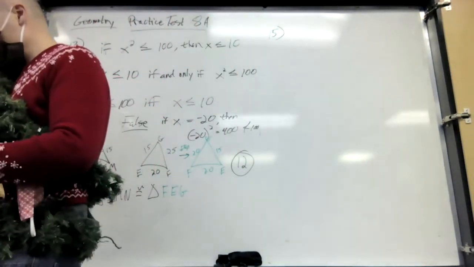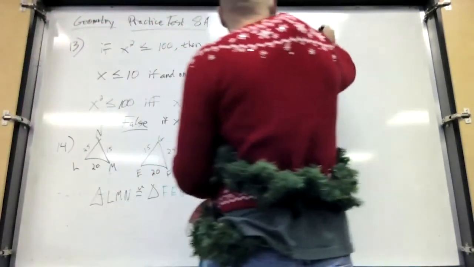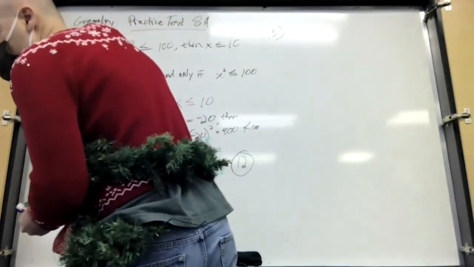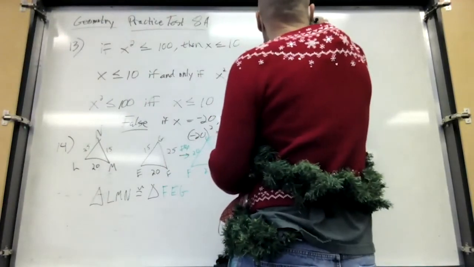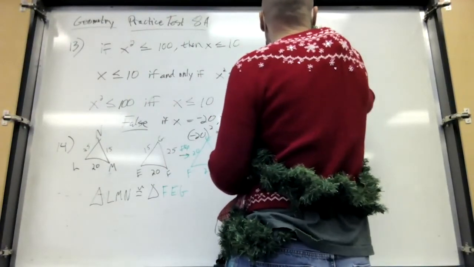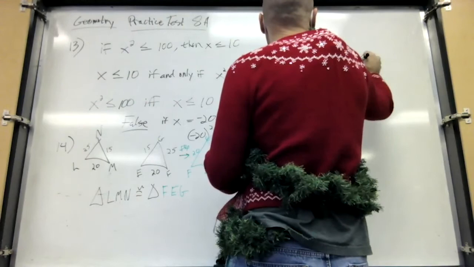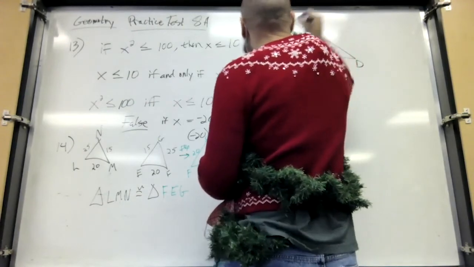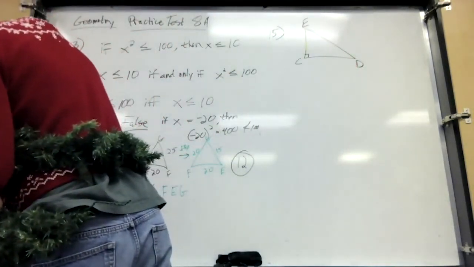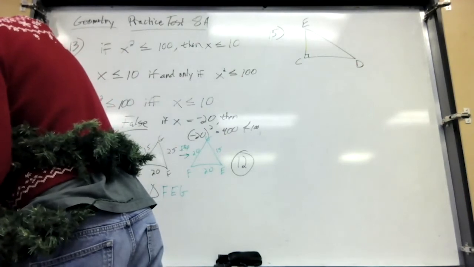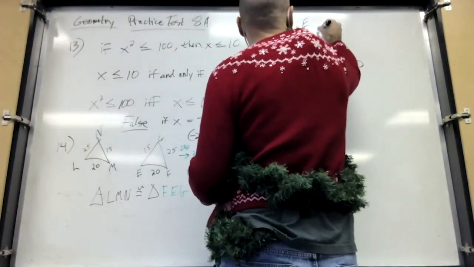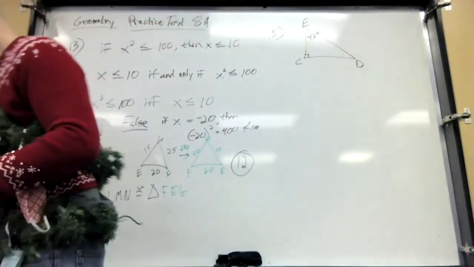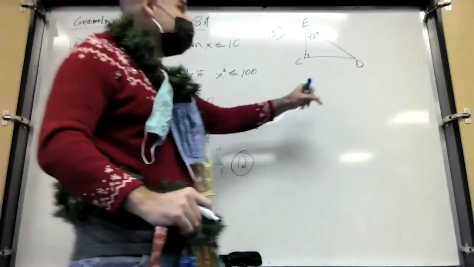Okay, in the right triangle CDE, angle E measures 47 degrees, and the right angle is at C. So the right angle is at vertex C. Angle E measures 47 degrees. I drew this a little wrong, but that's okay. Find angle D. How do you find D?